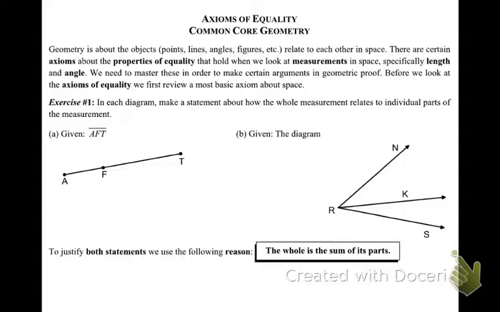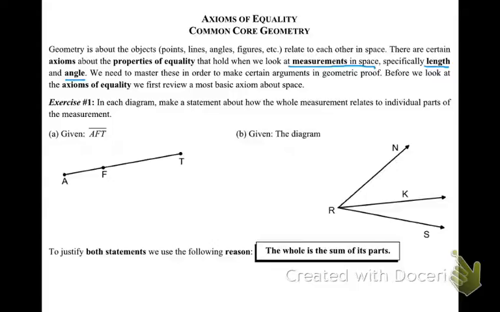So geometry is all about figures and how they relate to each other. And there are certain axioms, if you remember back to lesson 1.8, we talked about axioms a little bit. Certain axioms are about properties of equality. And specifically with geometry, we look at the measurements in space. And since we deal with segments and angles, we're going to be focusing on length and angle measures.